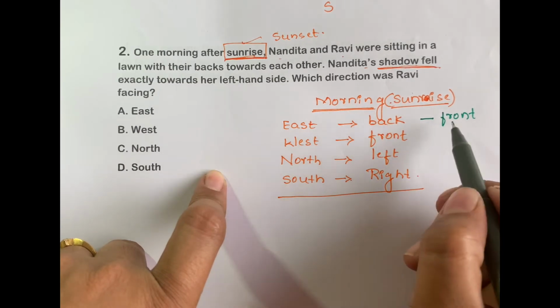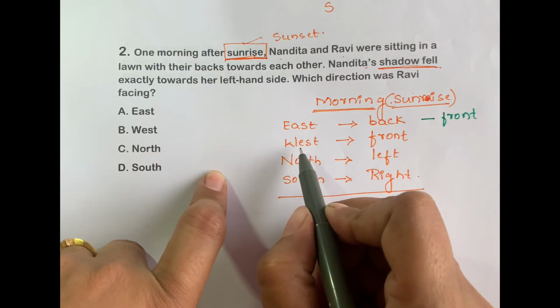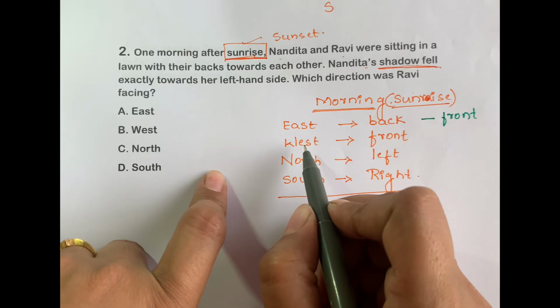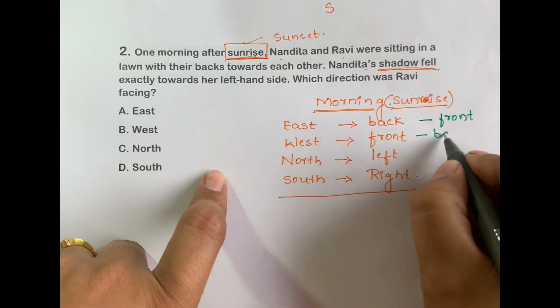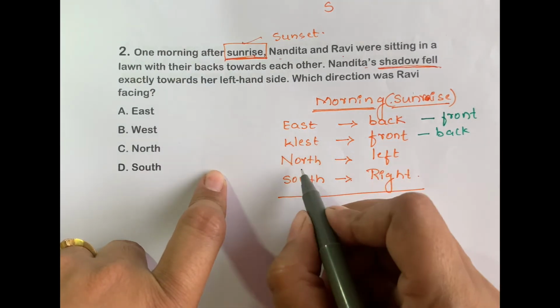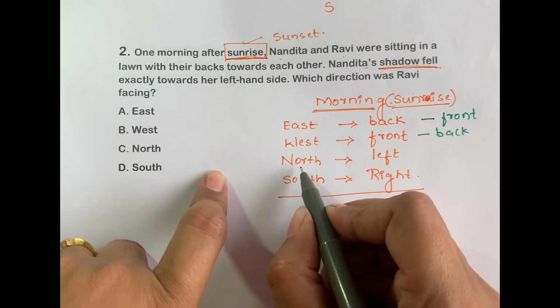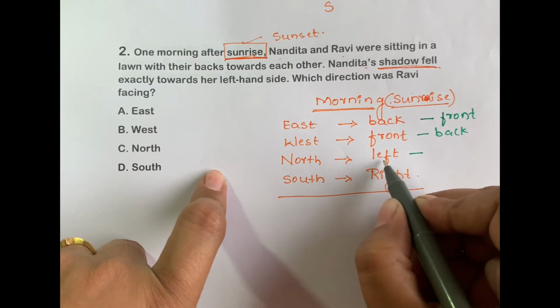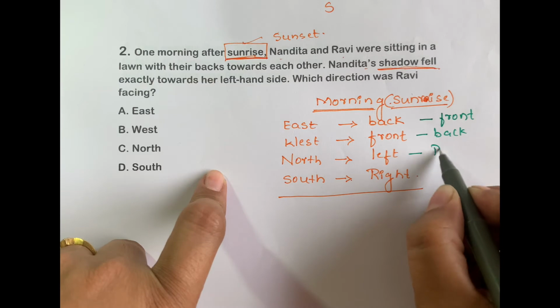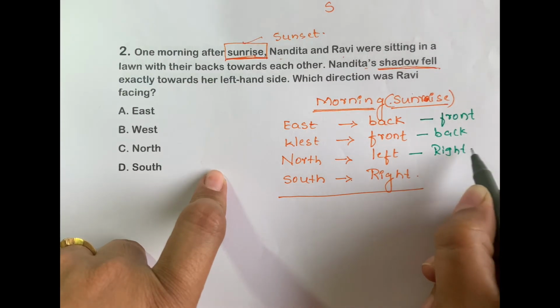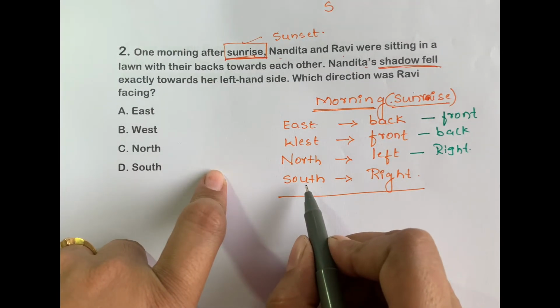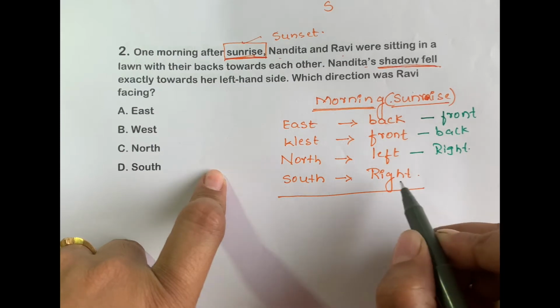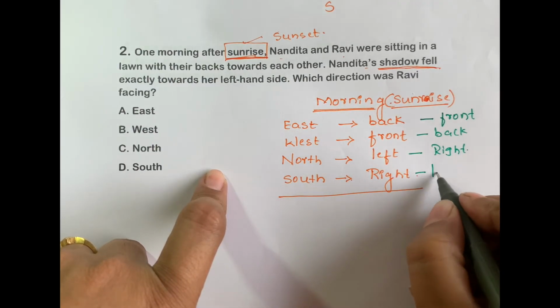Since it is back, here it is front. If the person is facing west, then the shadow will be on the back, opposite of front. If the person is facing north, then the shadow will be on, what is the opposite of left? It will be on the right. If the person is facing south, then it should be on the left.